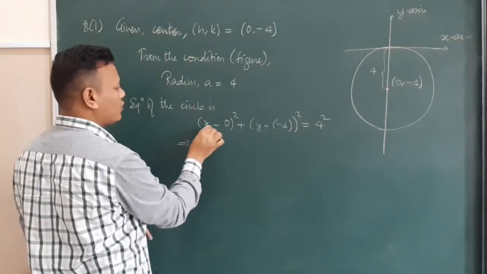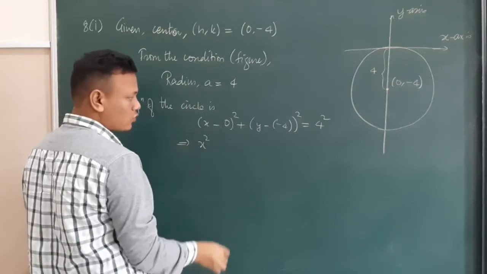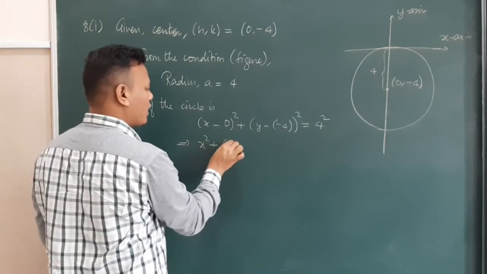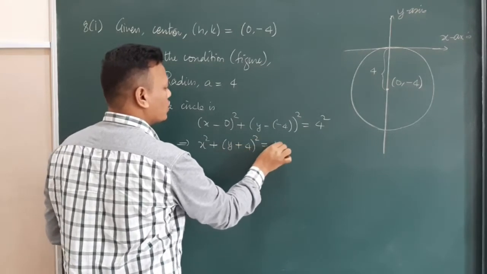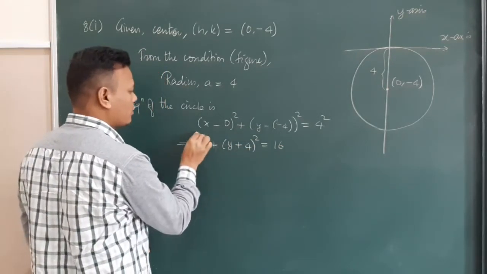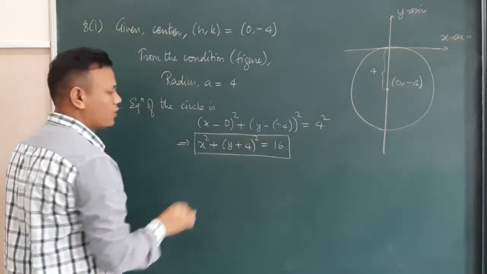So from here, x minus 0 is x, so x squared plus y minus into minus is plus 4, whole square, equals 16. So this is my answer for this particular question. You may pause the video to note down.